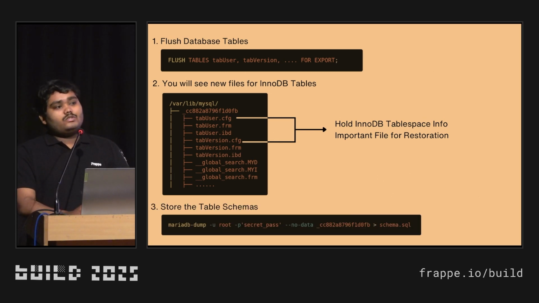But before that, we need to take note of one more thing. We have the data with us, like these IBD files, which we will back up, obviously. But we don't have the schema information. So we need to dump the schema of the tables in a file, and these files also need to be backed up.